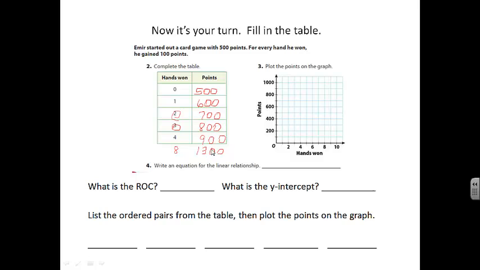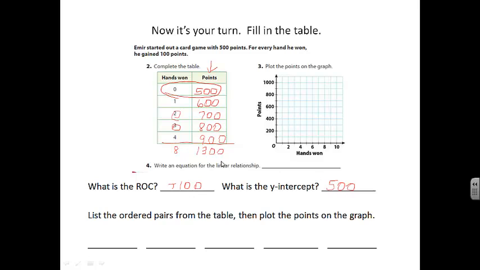Write an equation for the linear relationship. But first, let's look at this. What is the rate of change? Look down the y-axis, and what's happening every time? Well, not to here, because we skipped some numbers there. But every time we're adding 100. So our rate of change is plus 100. What is the y-intercept? Remember, you're looking for 0 and any number that's next to the 0. And so our y-intercept is 500.